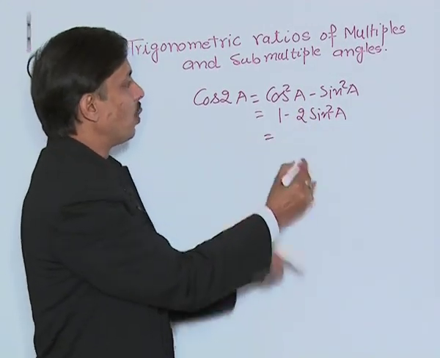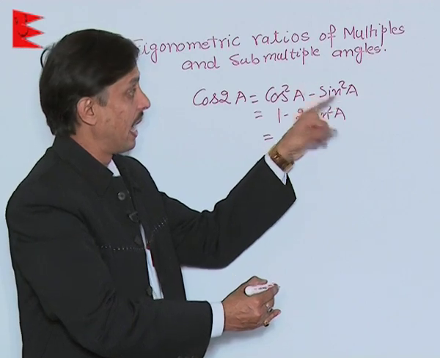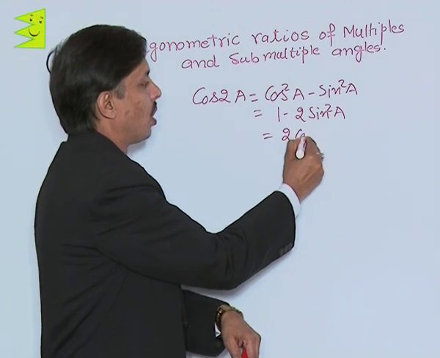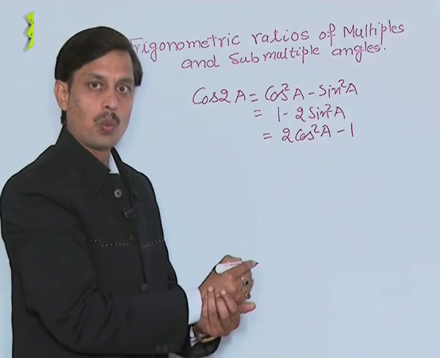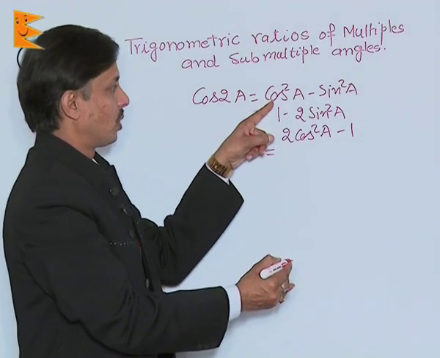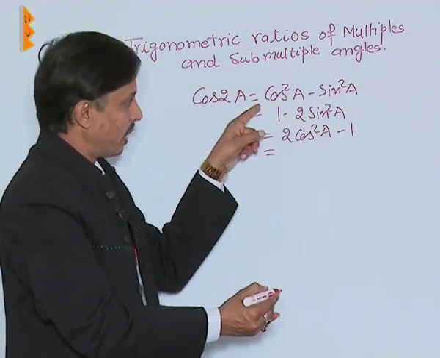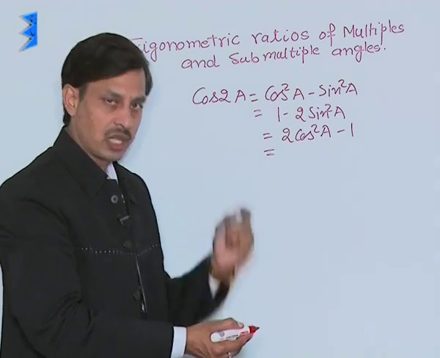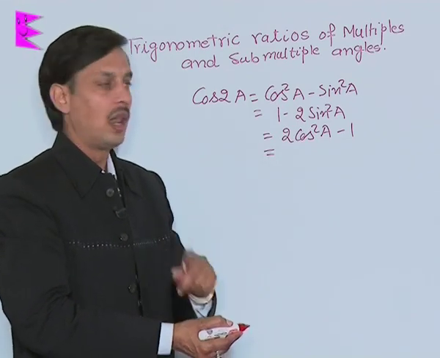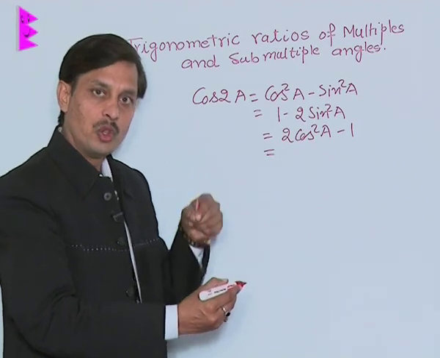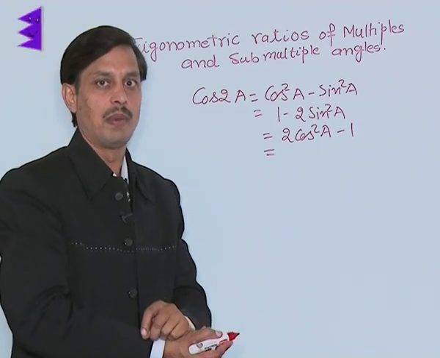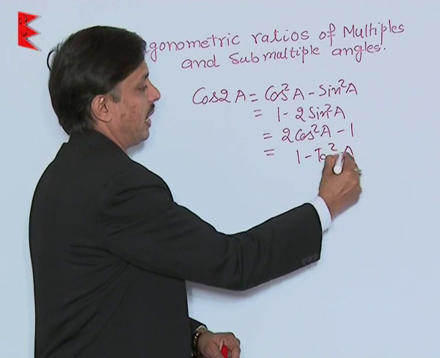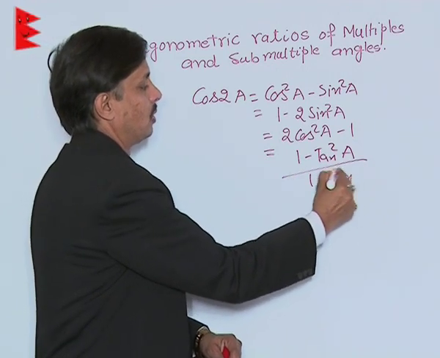But if you replace this sin square A as 1 minus cos square A, then the result will be 2 cos square A minus 1. And if, in cos square A minus sin square A, the denominator is taken as 1, and 1 is replaced by sin square A plus cos square A, then like in the previous result, if numerator and denominator both are divided by cos square A, the new result will be 1 minus tan square A upon 1 plus tan square A.